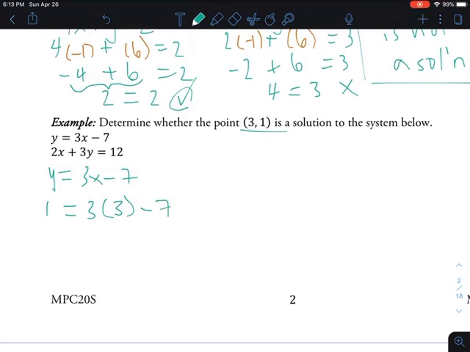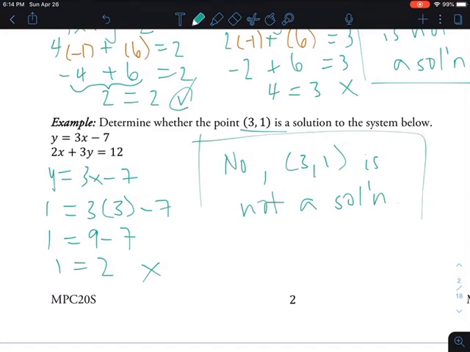Okay, so we plugged in y is 1 and x is 3. And when I look at the left-hand side, there's nothing to simplify, so I'm going to leave it. And then I'm going to work on the right-hand side. So 9 minus 7. There we go. And 1 equals 2. Okay, that's false, right? 1 is not equal to 2. Of course, 1 is only equal to 1 and 2 is only equal to 2. And so because of that, we can already say that 3, 1 is not a solution.